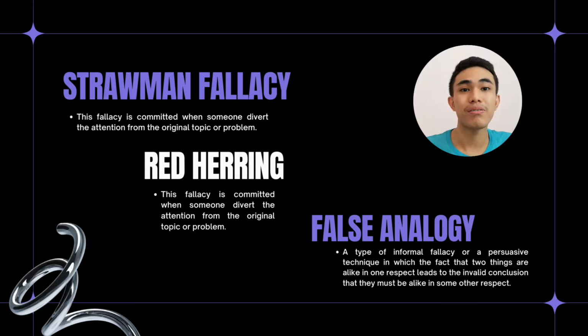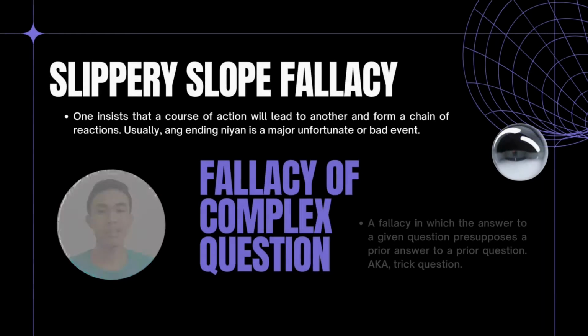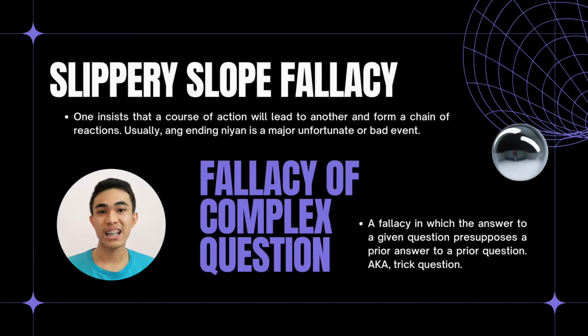Next is false analogy. A type of informal fallacy or a persuasive technique in which the fact that two things are alike in one respect leads to the invalid conclusion that they must be alike in some other respect. Example, alam mo ba si Jessa pala na buntis ni Kanor? Kilala mo yung kapatid. Feeling ko mabubuntis din yun eh. Magkapatid eh. Hawa-hawa yan.